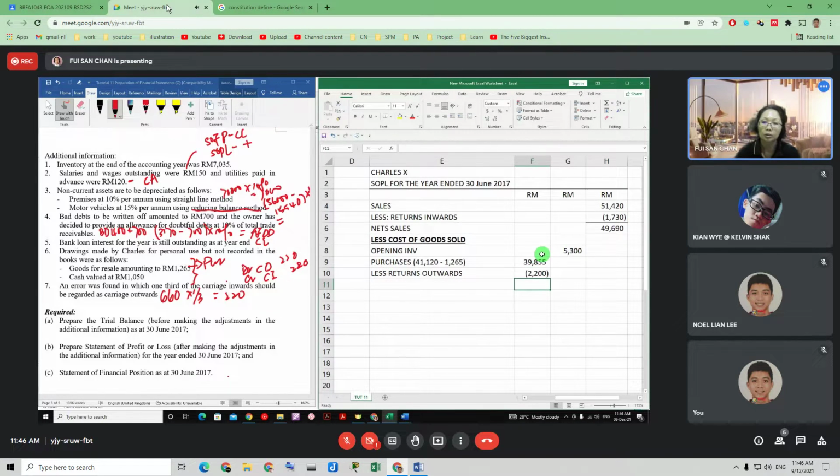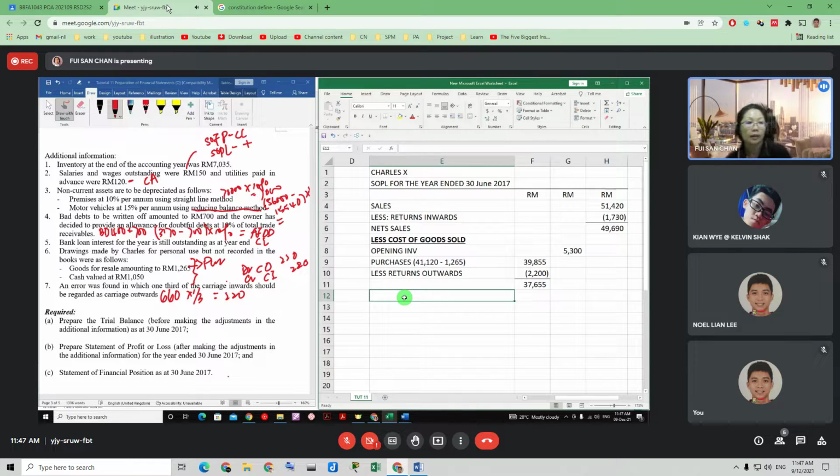Okay, so these two numbers. No, I changed my mind, I want to do it here. It's actually up to you how you organize your answer. Now, after I minus the drawings and minus the return outwards, this is my real purchases now.